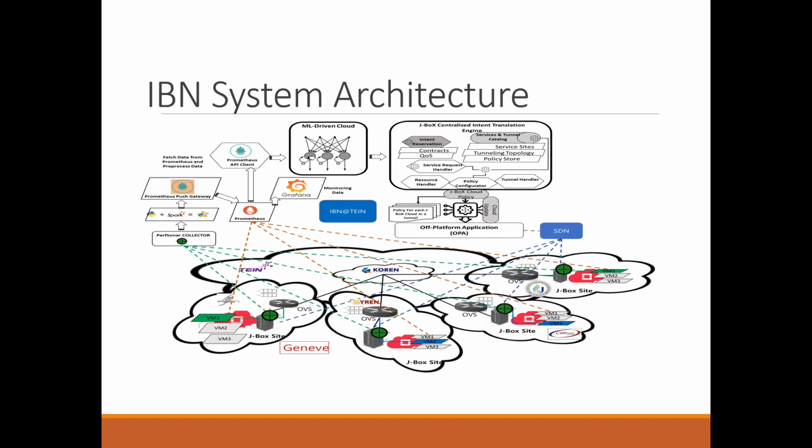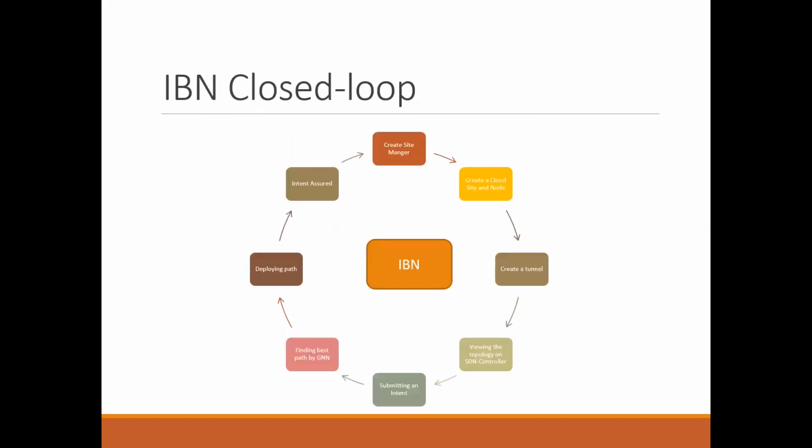And that is used as an input for the intent-based application. So this is the overall architecture, and it is a closed loop architecture where it creates a cloud node, deploys the cloud on the node, and then creates the kernel. The kernel, as I said, will be viewed on the SDN controller, and by submitting the intent and the input of the GNN model, it finds and deploys the best path for that particular service or intent.